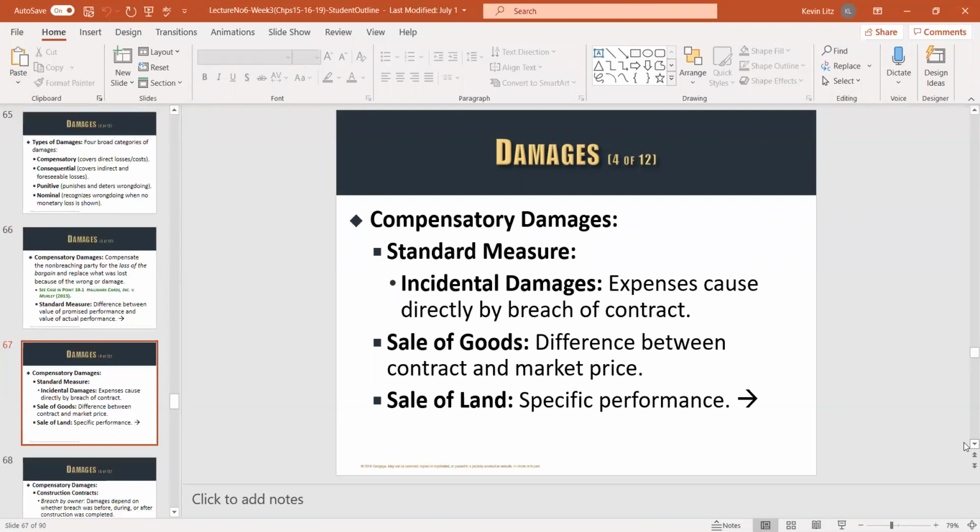Compensatory, it's incidental. What's caused by it? For example, the difference between the contract and the market price. You were going to sell me these metal parts for $10 a piece. When you didn't, I had to go buy them from somebody else for $12 a piece. So my damages aren't $12. My damages are the $2 difference.